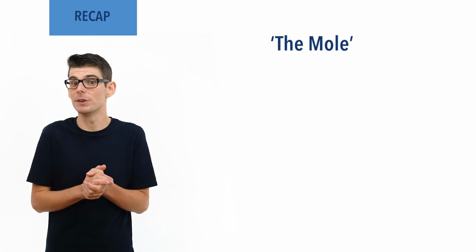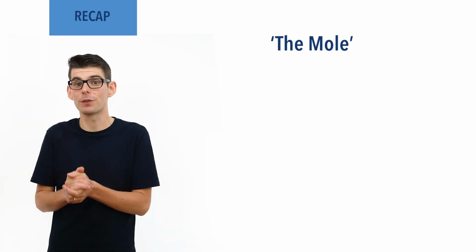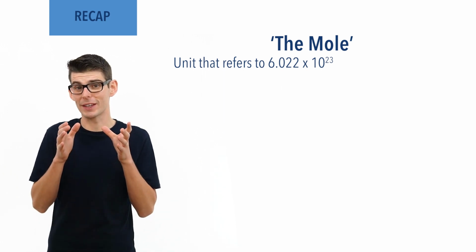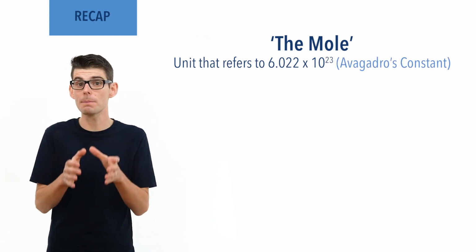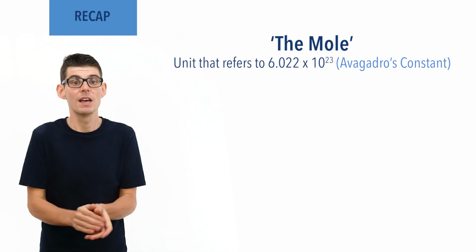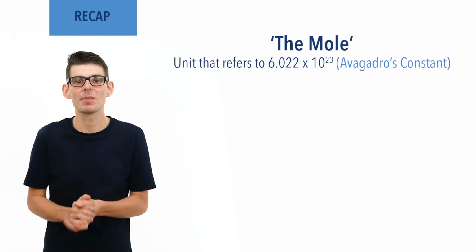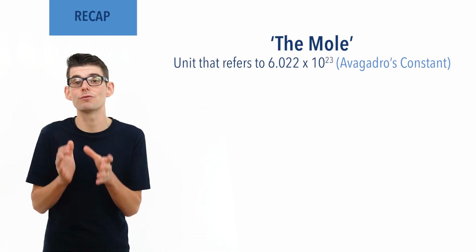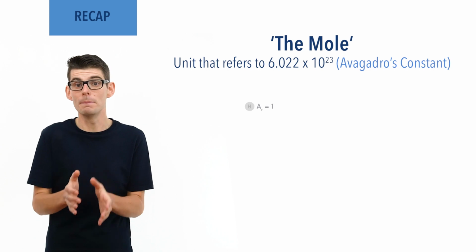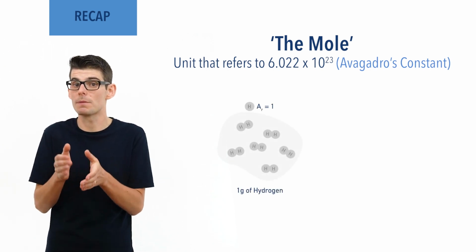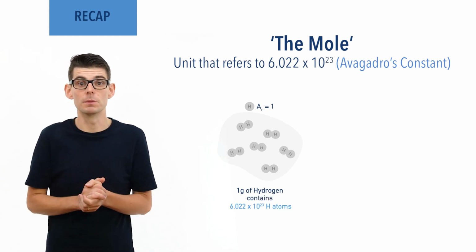As a quick refresh for this video, however, the mole is a term used to describe 6.022 times 10 to the 23 of something. The value 1 mole refers to is known as Avogadro's constant and comes from the number of atoms in a sample of an element that has the same mass value as the element's relative atomic mass. For example, hydrogen has a relative atomic mass of 1, meaning in 1 gram's worth of hydrogen there are 6.022 times 10 to the 23 hydrogen atoms.